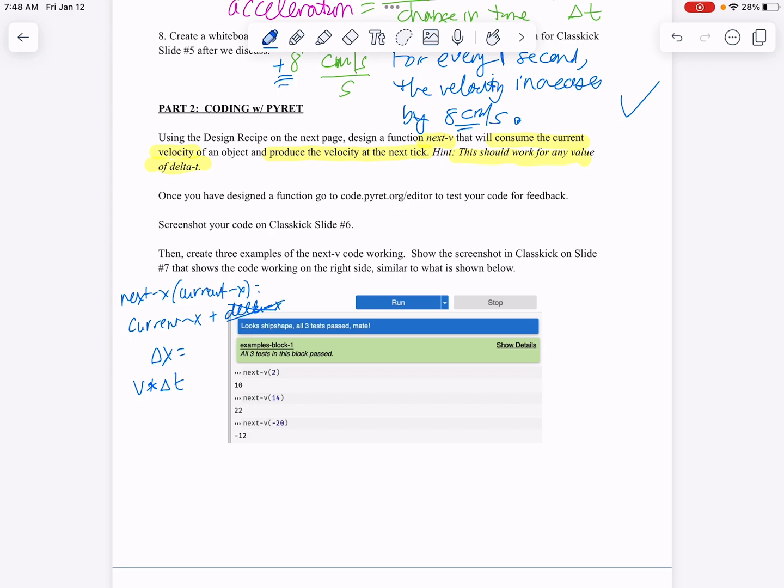Because if it was, let's say, 30 centimeters per second, and I only wait 1 second, then my delta x is 30. But if I wait 2 seconds, I've waited longer so the buggy would get further, and my delta x would be 60. So that's how we got our delta x to turn into something that's time dependent, because the longer I wait to draw the buggy the next time, the further it's going to get.